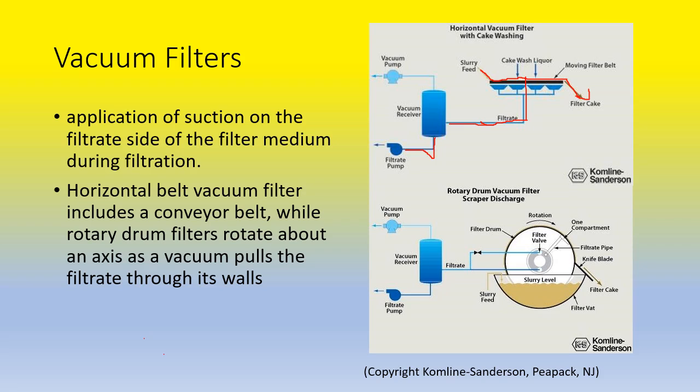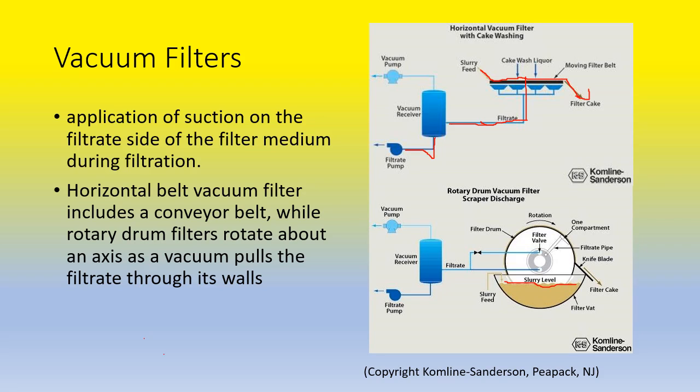The rotary drum vacuum filter works a little bit different, but it uses the same principles. So rotary drum vacuum filters consist of a rotating drum lined with filter medium that has approximately 1/3 of its outer wall submerged in the slurry. So as you can see right here, the slurry level touches about 1/3 of that rotary drum wall.